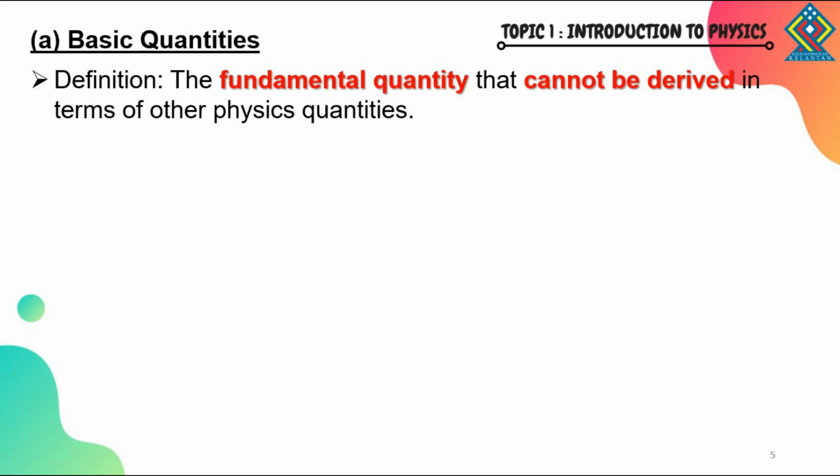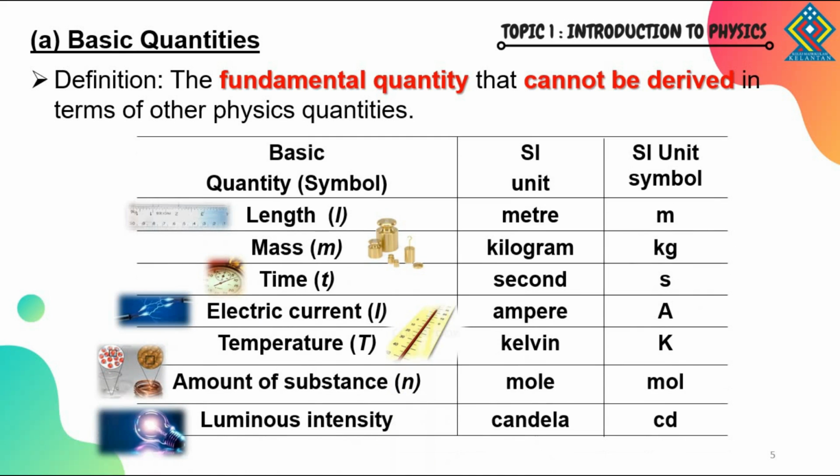Definition for basic quantities. The basic quantities are defined as fundamental quantities that cannot be derived in terms of other physics quantities. There are 7 basic quantities, which are length with the symbol L, mass with the symbol M, time with the symbol T, electric current with the symbol I, temperature with symbol capital T, amount of substance, and luminous intensity. In this table, also shown the SI unit and the symbol for unit for these basic quantities.